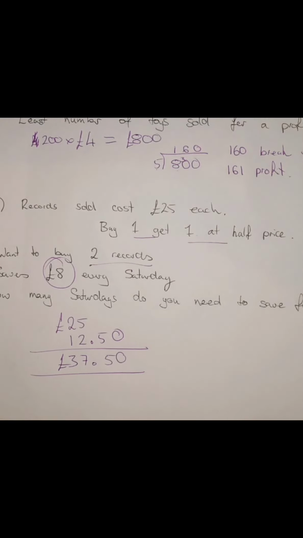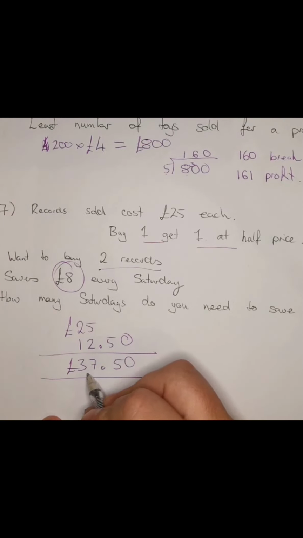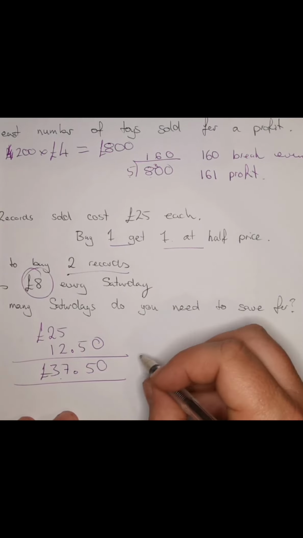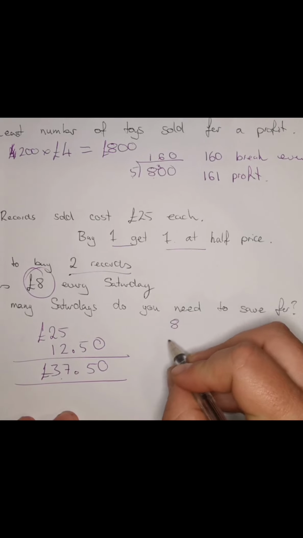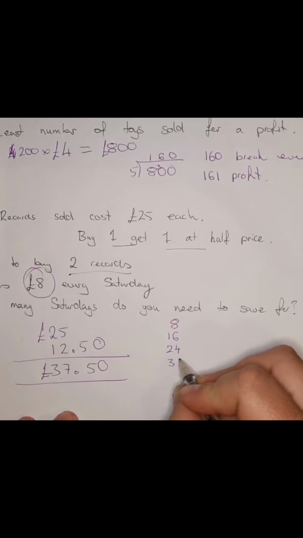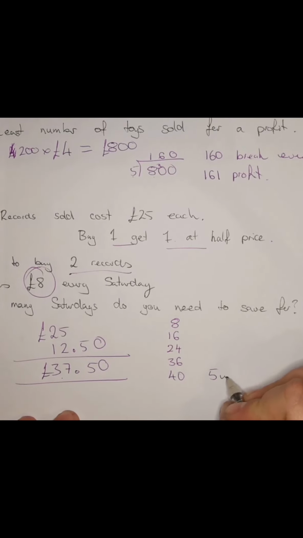So now I want to see, right, if I'm saving £8 a week, how many £8 are going to go into 37 quid. I could divide it by 8, but it's not a massive number. I might as well go through my times table. 1 week, 2 weeks, 3 weeks, 4 weeks, not quite enough. So it's going to have to be 5 weeks.